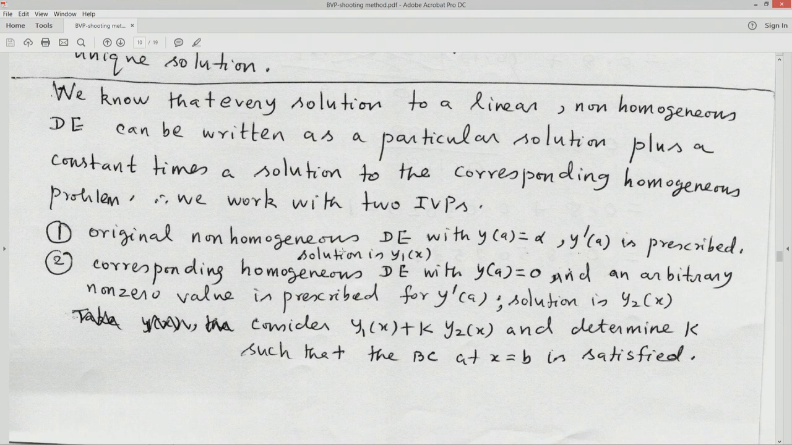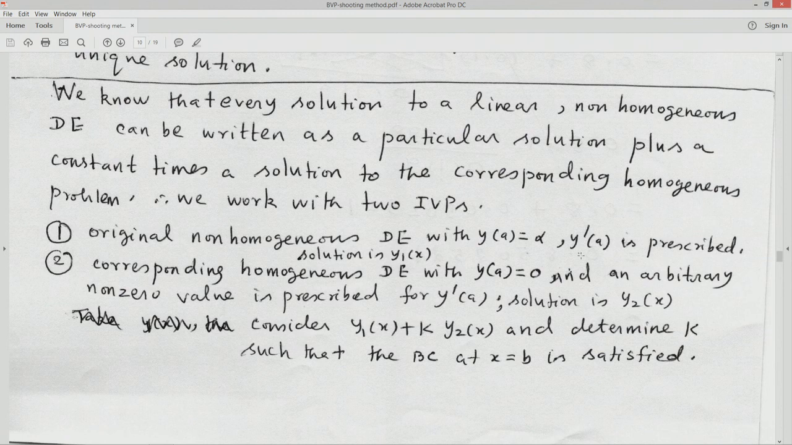Then what are the initial conditions for this initial value problem? They are y of a equal to alpha. This is one of the conditions prescribed in the boundary value problem at the end point x is equal to a, and we take y prime at a to be some prescribed value. It can be arbitrarily prescribed, and we determine the solution of this initial value problem and call that as y1 of x.